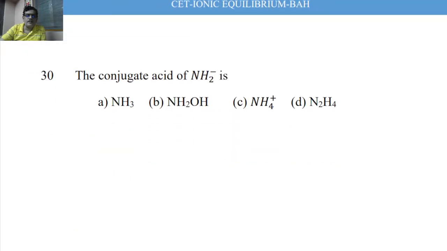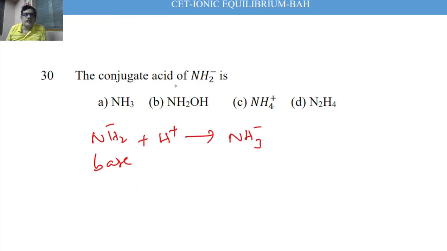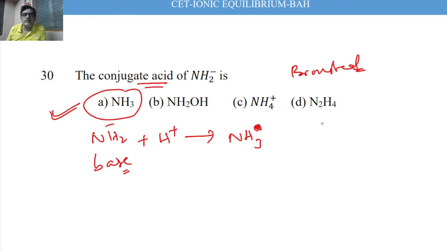Conjugate acid of. See, this is from the Bronsted theory of acids and bases. Now NH2 minus should be taken as a base. That is what it is given. Base is a proton acceptor. So after accepting a proton, it becomes NH3. See, this is the conjugate acid, you have to find out. Therefore NH2 minus is a base. So after accepting a proton, that NH2 minus amide ion becomes NH3. So the answer will be A. So this is based upon the Bronsted theory of acids and bases.